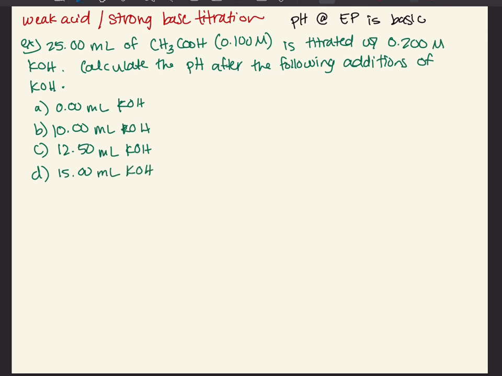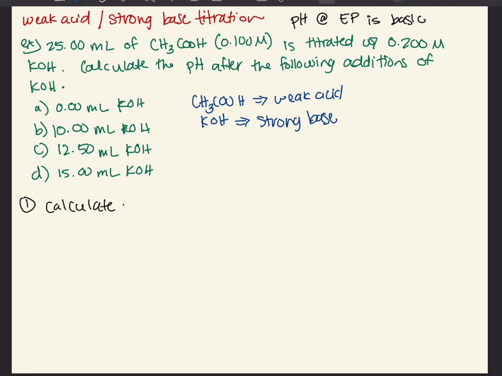Now, before I start this problem, I like to look at what I'm dealing with. So I have acetic acid, which I know is a weak acid, and I have KOH, which I know is a strong base. So when you're doing these types of problems, the very first thing you want to do is calculate how much of each substance you have in solution. So we want to calculate the millimoles of the acid and base present.